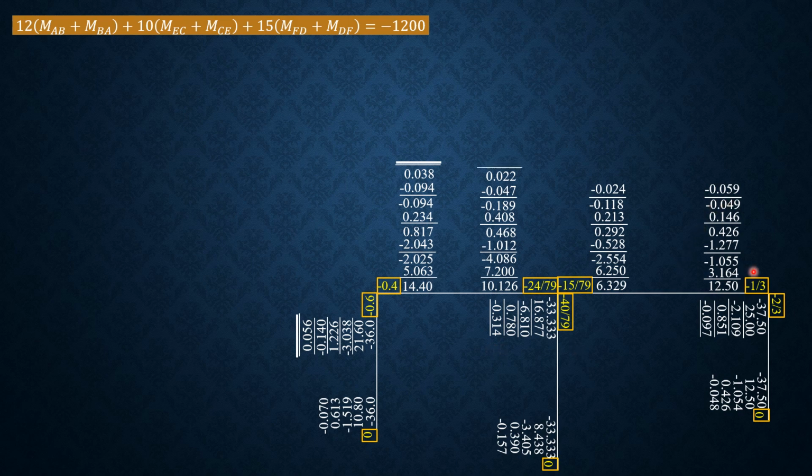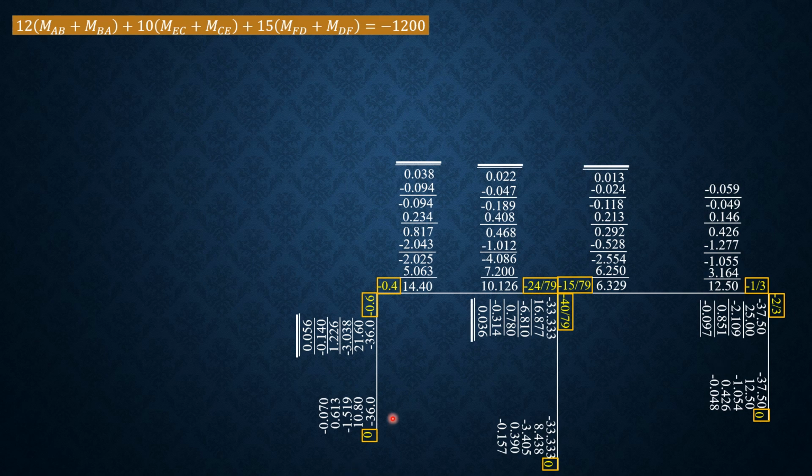Negative 0.059 times negative 1/3, 0.02. Negative 0.059 times negative 2/3, 0.039. So half of 0.056, 0.028. 0, so half of 0.036, 0.018. Half of 0.039, 0.020.